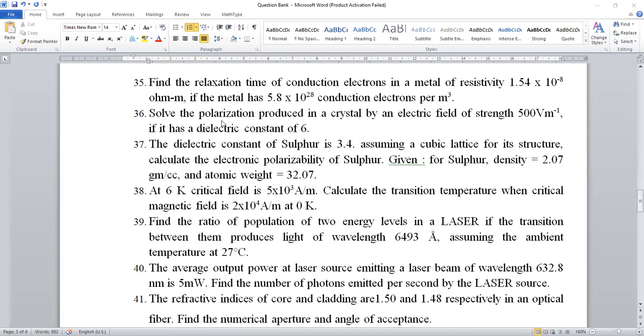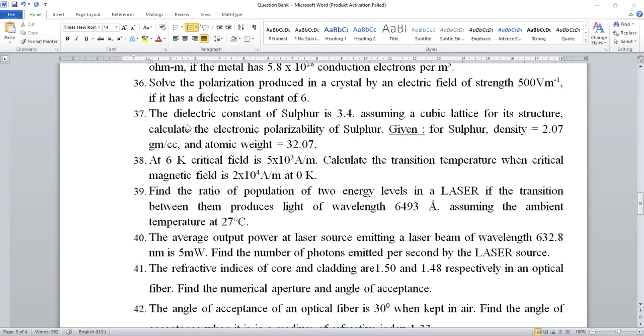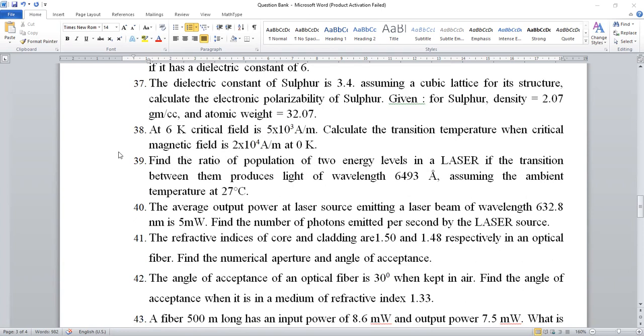So another problem is related to polarization; you can also have a look at that. Similarly, there is another problem related to the lattice structure. The dielectric constant of sulfur is given; assuming the cubic lattice structure, calculate the electronic polarizability of sulfur. So you need to understand what a lattice structure and a cubic structure are, all those things. Then another question is related to the calculation of the transition temperature. You can go through it once. Similarly, there is another problem related to laser. So kindly go through that particular question.